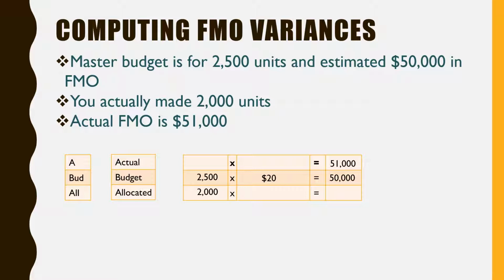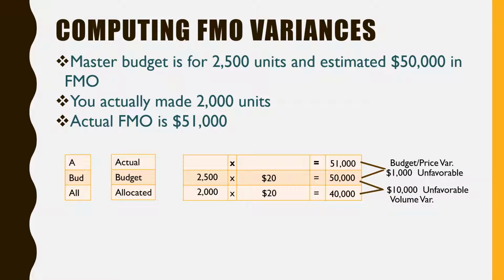That $20 then is allocated to each unit as you produce it. So we have, for the allocated, our actual 2,000 units times our $20. So we ended up allocating or applying $40,000 in fixed manufacturing overhead to our inventories. Then we just subtract like we did before. 1,000, that's your budget variance. Unfavorable, you can stick to: if the top number's bigger, it's bad. 10,000 is unfavorable for the volume variance.